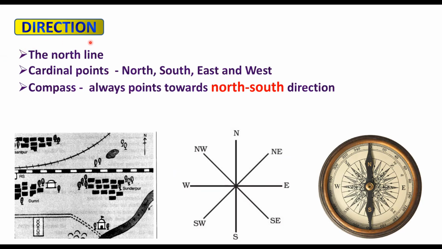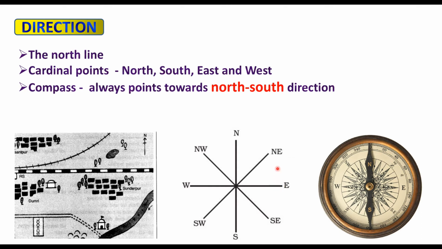Direction is one of the most important aspects in drawing a map. You will see at the upper right corner of a map an arrow with the letter N. This indicates the north direction. It's known as the north line. Now, how many directions are there? Let's have a look at them. North, south, west and east.